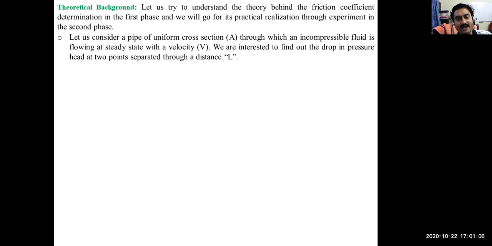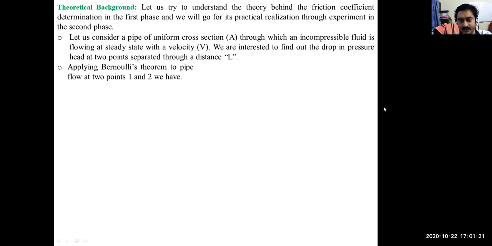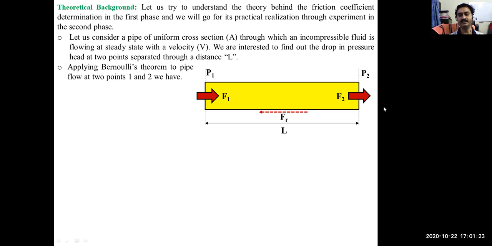Let's consider a pipe of uniform cross section A through which an incompressible fluid is flowing at a steady state with a velocity v. We're interested to find out the drop in the pressure head at the two points separated by distance L. This is the figure. This is a pipe of uniform area of cross section. Of course, as it is of uniform area of cross section, this is the point one, this is the cross section one and cross section two. Of course, the area of cross section will be the same. A1 is equal to A2 is equal to A.